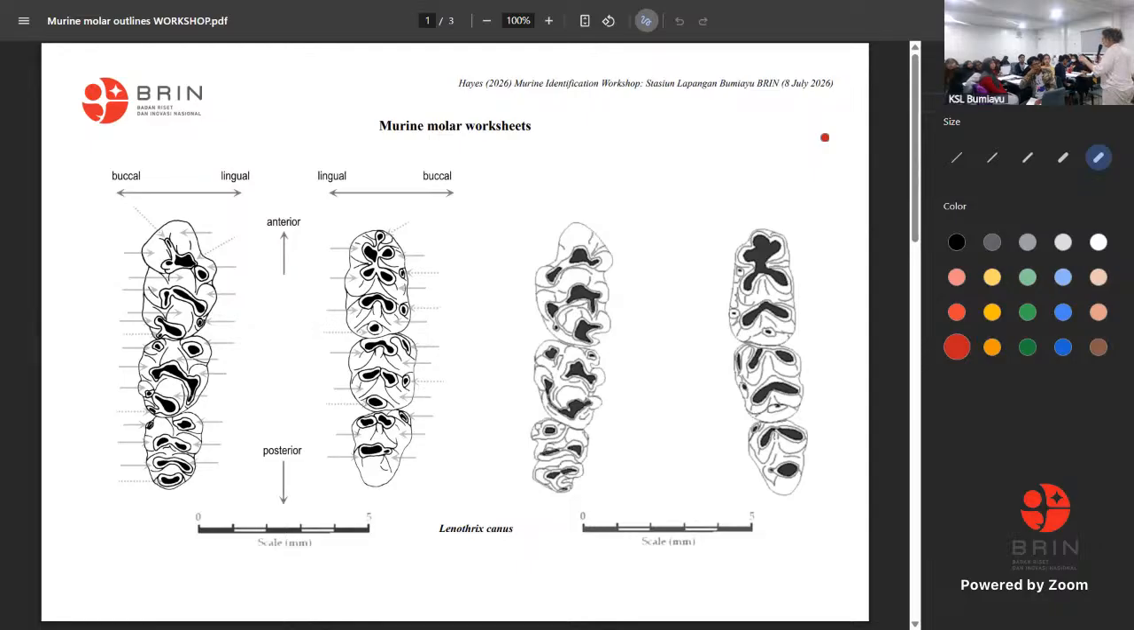Some of the handouts we'll do later, you'll see that. Okay, all right, let's go through.